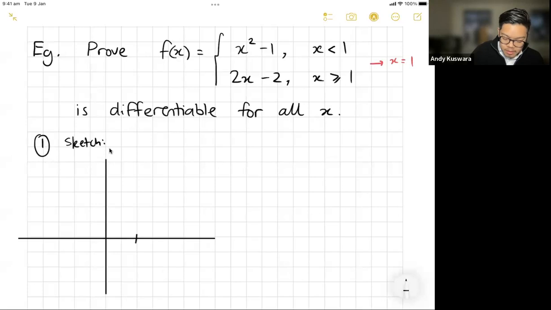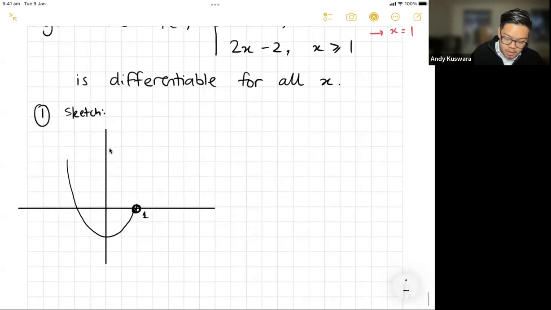I know that something happens at x equals 1. On the left-hand side, when x is less than 1, it's x squared minus 1. So it's actually going to look a little bit like that, and it cannot equal 1, so I'm just going to do that. But then the other one I have is 2x minus 2, and so it's going to cut at minus 2. We're not going to care about this part here until we reach here. It'll be a nice little straight line, going this way.